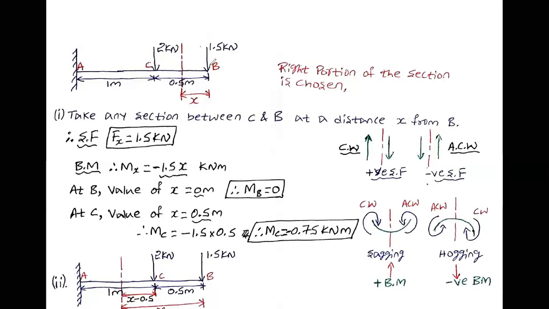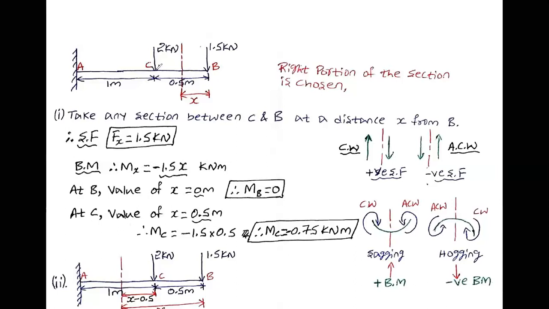This is the bending moment equation up to the section, but I want the bending moment at point B and at point C. Now at point B, what is the value of x? X is the starting point. From here you have taken the distance. If this is the starting point of x, then x will be 0 at this particular point. Therefore, x is equal to 0. Substitute x equal to 0 in this equation, and you will get the bending moment at point B. Therefore, bending moment at B is equal to minus 1.5 into 0, which is 0.